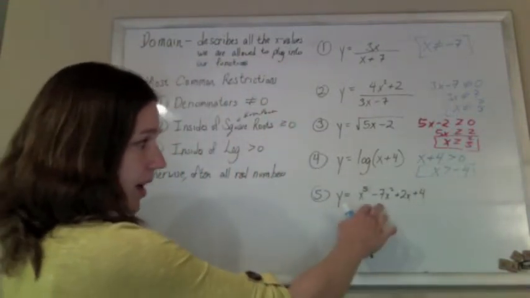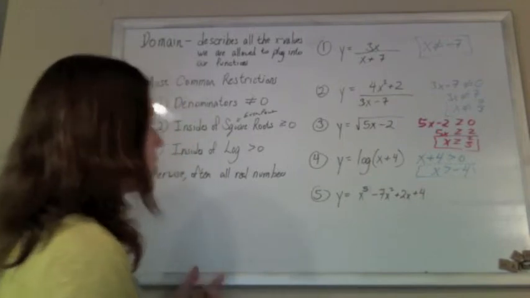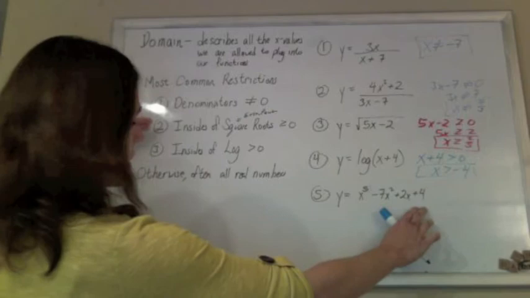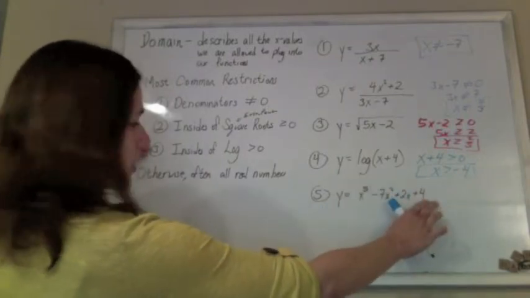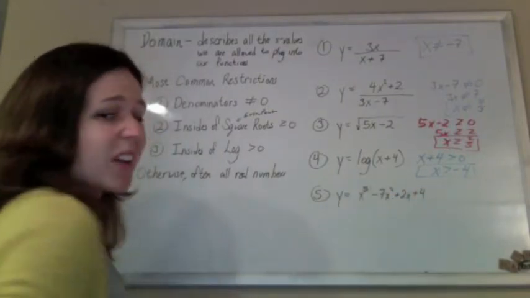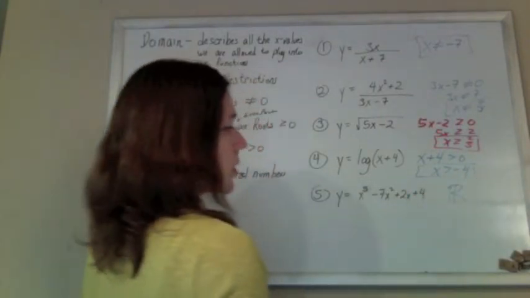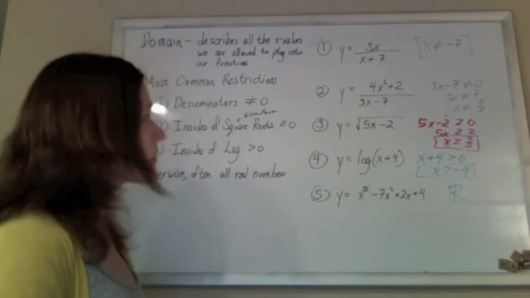Now I look at this guy, and when you attack these domain problems, you just go down your list. You're like, well, I don't have any denominators. I don't have any square roots. I don't have any logs. I can plug in whatever x I want. So this guy here is all real numbers. Fancy R. And that's it.